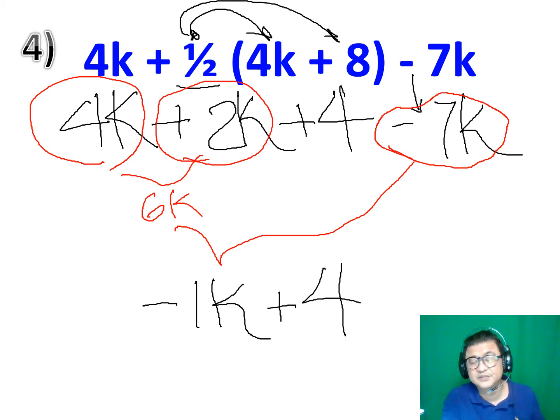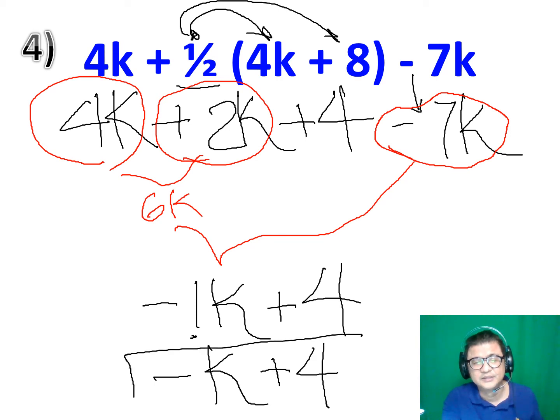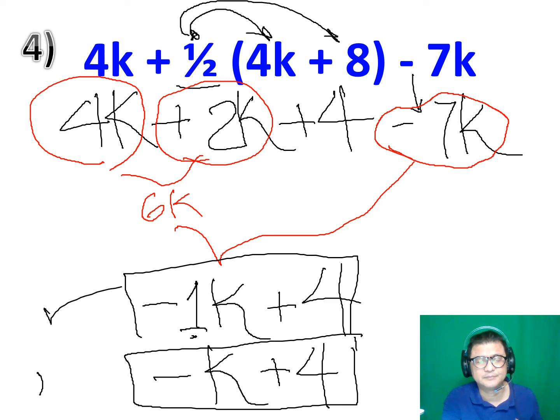But you know what? Sometimes if it's a coefficient of 1, they don't write it anymore. They just write negative k plus 4. All right? If the coefficient is 1, you don't need to write it anymore. This is a 1. Okay? But if you wrote that, I will also accept it.